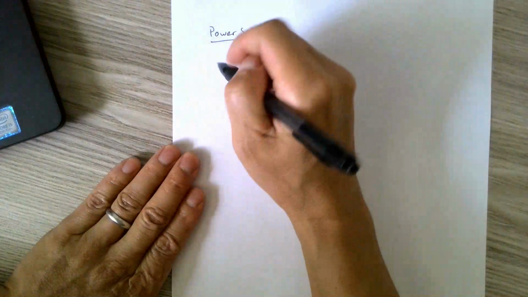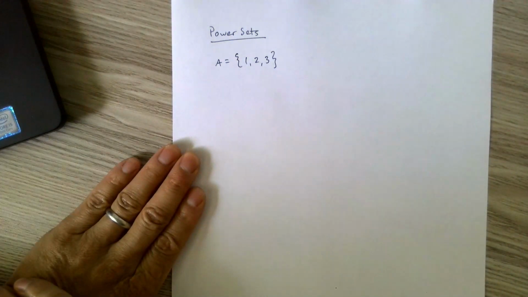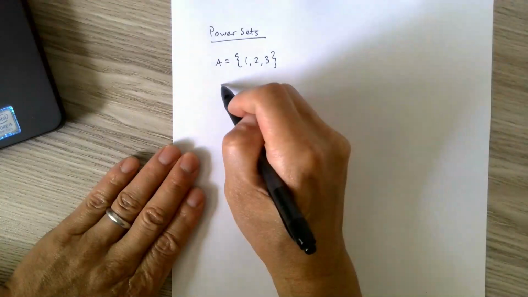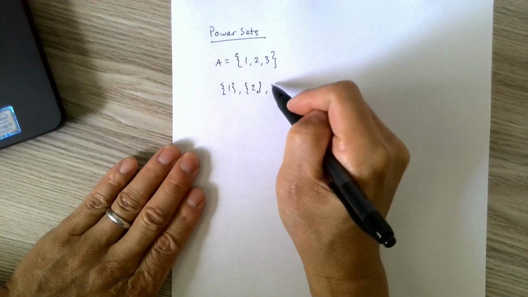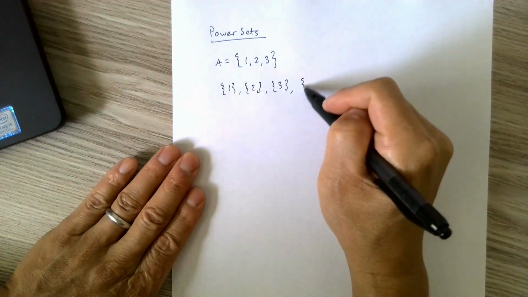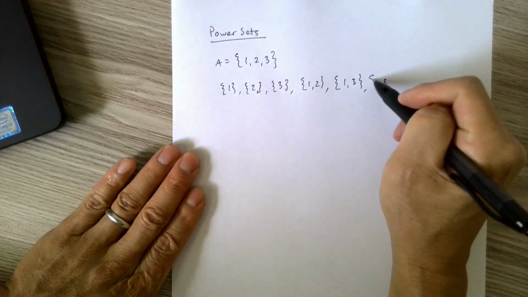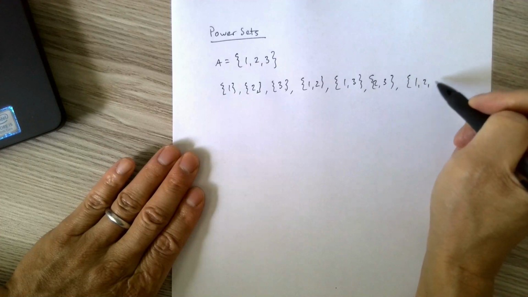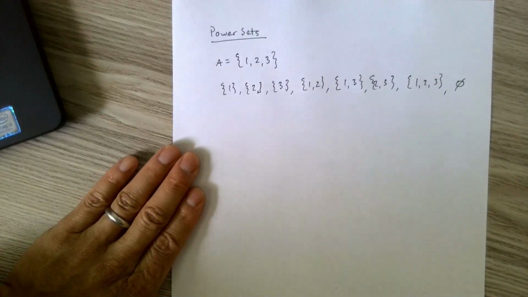So if I take a set such as the one we used last time, set A containing 1, 2, 3, I can use these elements to list out the subsets of set A. So the subsets of set A are {1}, {2}, {3}, {1, 2}, {1, 3}, {2, 3}, {1, 2, 3}, as well as the empty set.